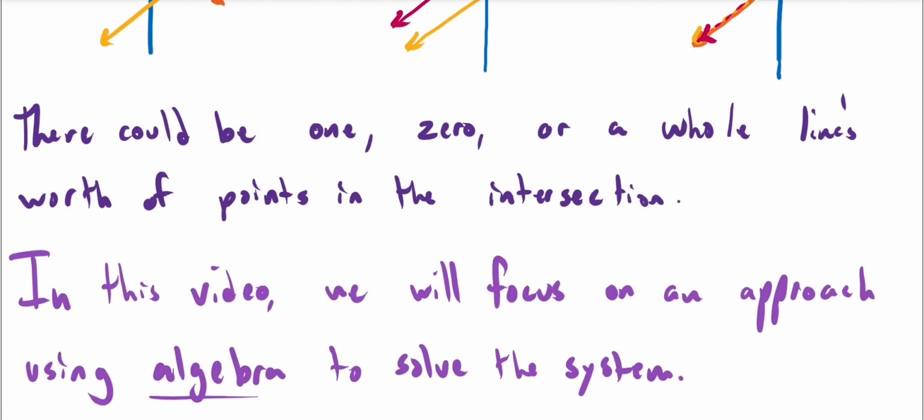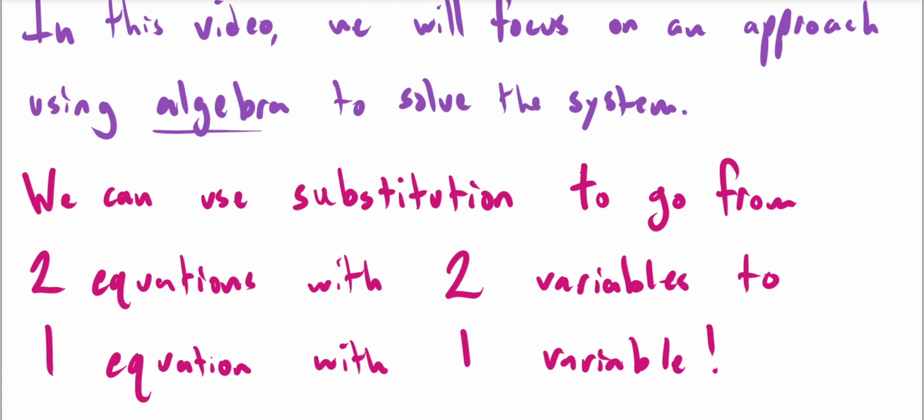In this video, we're going to focus mostly on algebraic approaches to solving the systems of equations. This will rely on solving equations for a variable, so if you want to go back and review the videos on that subject, that might be appropriate. Essentially, we're going to use substitution to reduce two equations with two variables down to one equation with one variable. And once we have one equation with one variable, we know how to solve that.